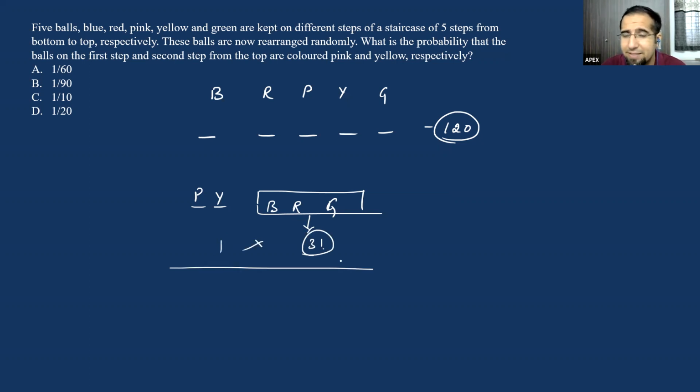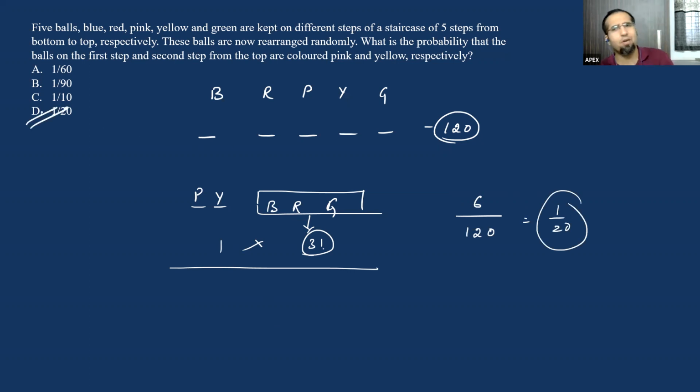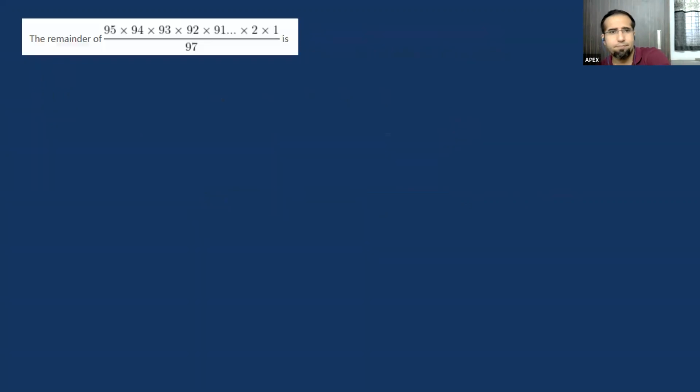So this will be my ideal case. Clear? So total favorable outcomes are 6. Total number of outcomes is 120. 6 by 120 gives you 1 by 20, and that becomes your answer. So not a difficult question if you know probability. If not, you can leave this, not a problem at all. Clear? We have seen this question directly in the class.